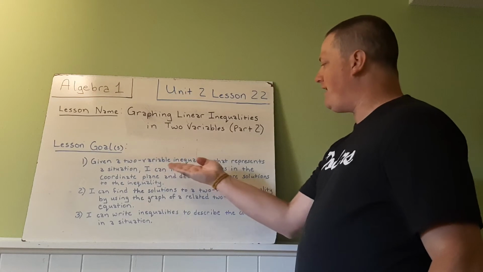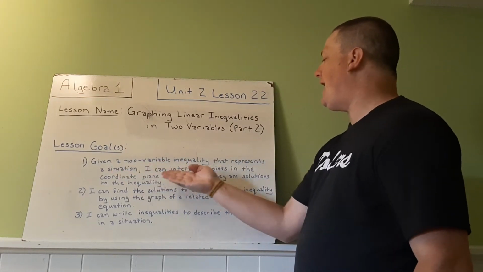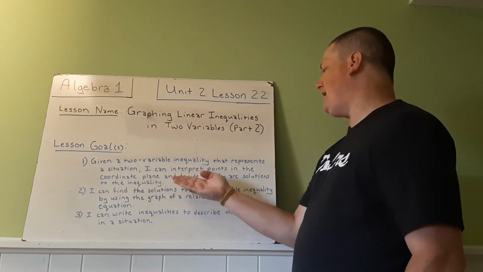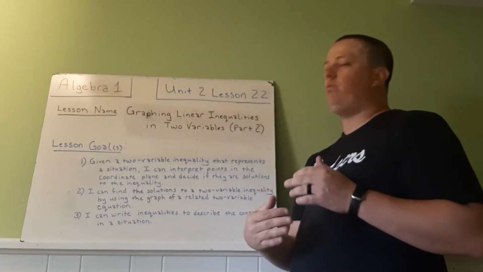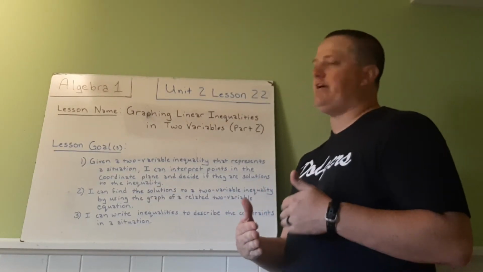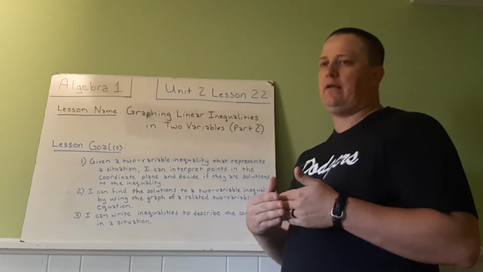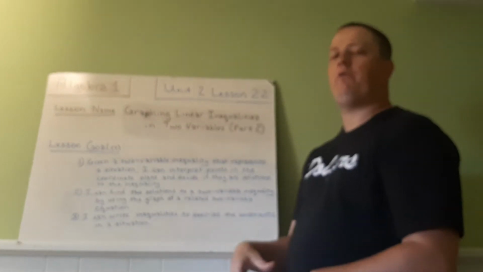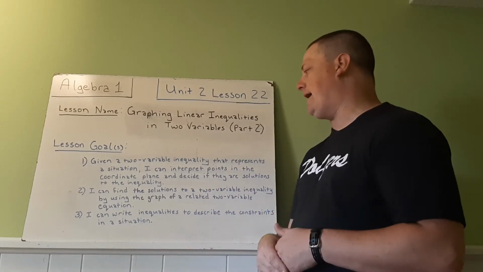Given a two-variable inequality that represents a situation, I can interpret points in the coordinate plane and decide if they are solutions to the inequality. So what this is saying is you have a two-variable inequality. If I give you a point, an ordered pair that's on the coordinate plane, you could tell me whether that would fall into the shaded portion or not, whether it would be a solution or not.